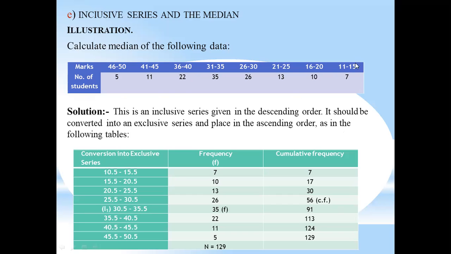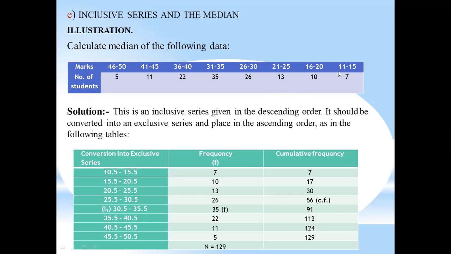So you're going to start. Now, how do we convert inclusive into exclusive? We see the upper limit of the first class and the lower limit of the next class. The difference, half of that is added and half of that is subtracted. If you don't remember, please go through chapter 4 once again.